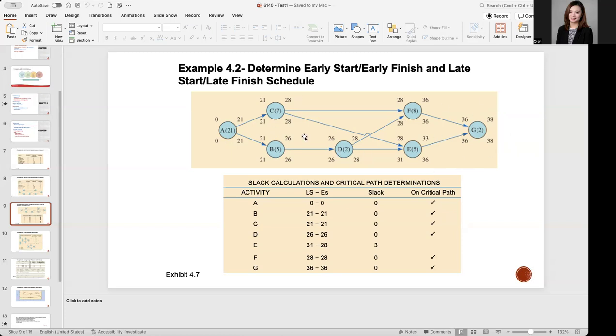So this one actually requires you to know how to determine the ES, EF, LS, and LF, which are early start, early finish, late start, late finish. And this table gives you which activities are on the critical path, which are not. The activity which is not on the critical path will be the slack activities, we call them. Okay, so this is the first model you need to figure out.